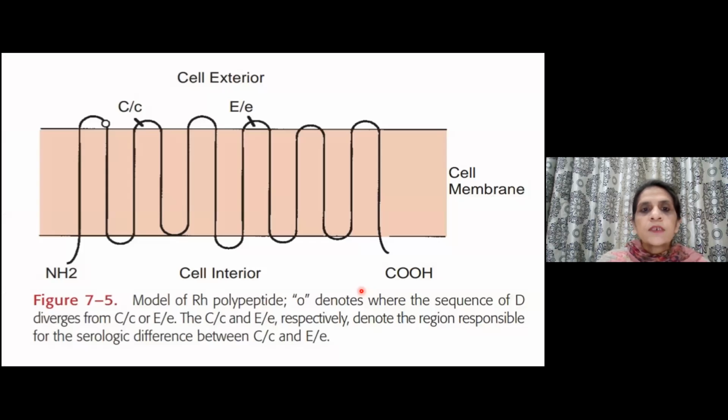This is the model of the Rh polypeptide showing that it is traversing the membrane 12 times, and these are the extracellular loops which are responsible for the antigenic expression. This is the transmembrane region of the loops. Both the amino and carboxy terminals are intracellular.